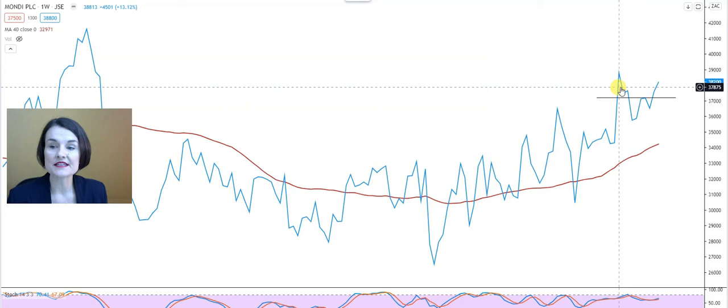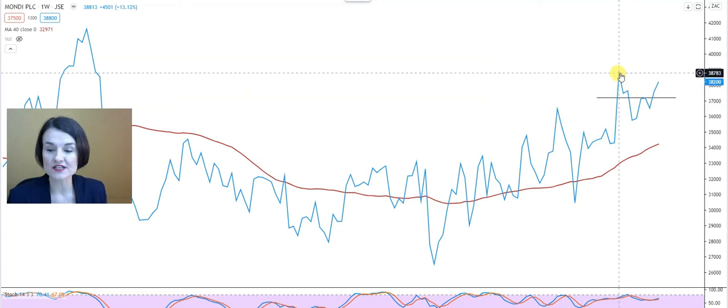So at the moment, we can see that the next previous high was in the week of the 4th of January, and that closing price was 388 Rand 13. So Mondi has to rise above 388 Rand 13 on a close on a Friday, because these are weekly graphs, in order for us to assume that the momentum to the top can continue.